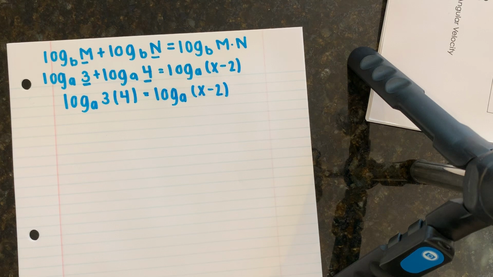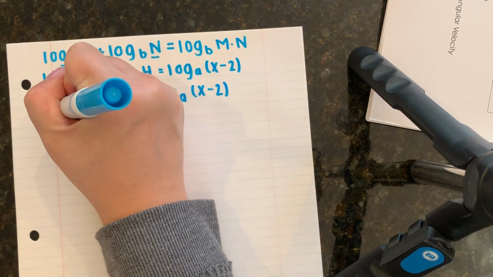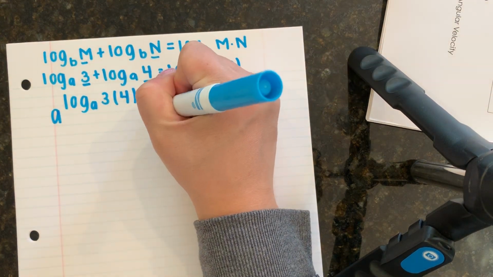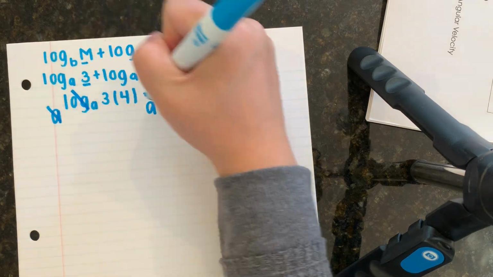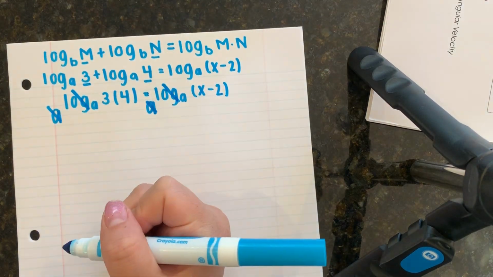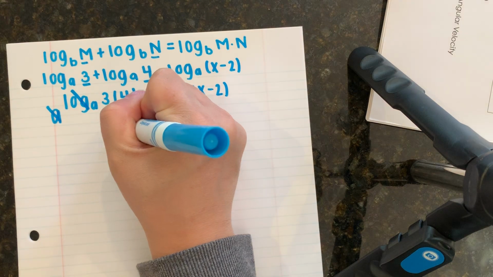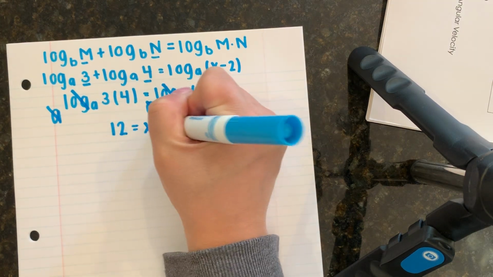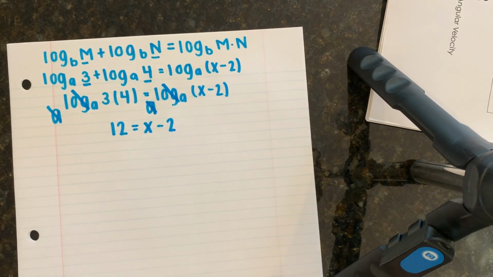Once you've combined them, then we can get rid of our logarithms by raising both sides to the power of a, and that's how you'll solve for x. So if I raise it a to the log a, that's how our logs cancel, and you are left with 12 is equal to x minus 2. So that's the first law of logarithms that we're going to look at.